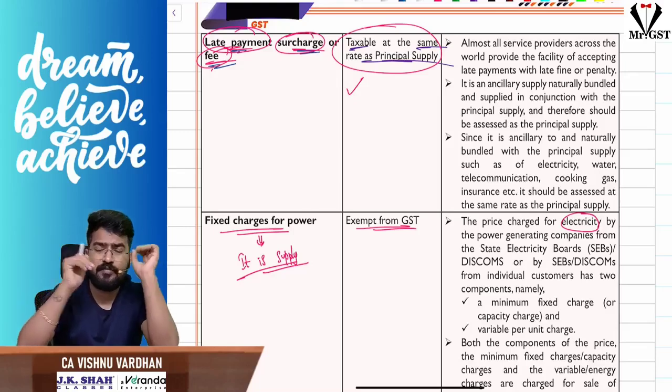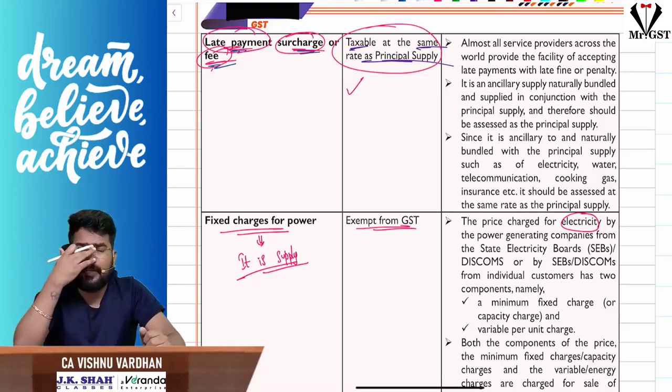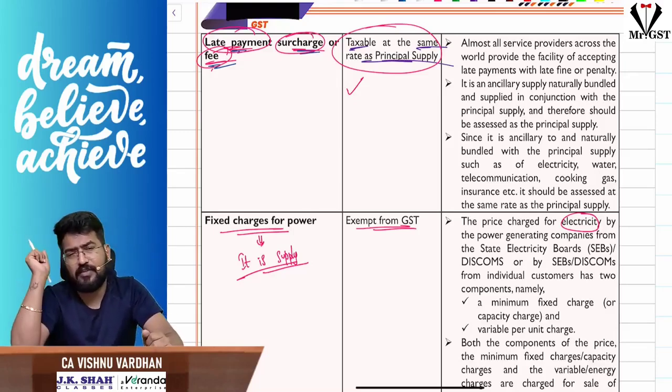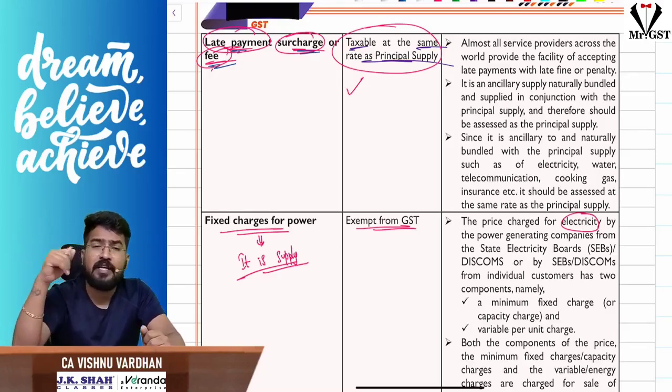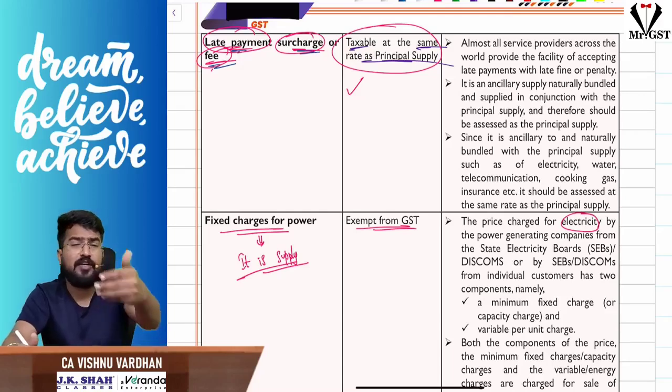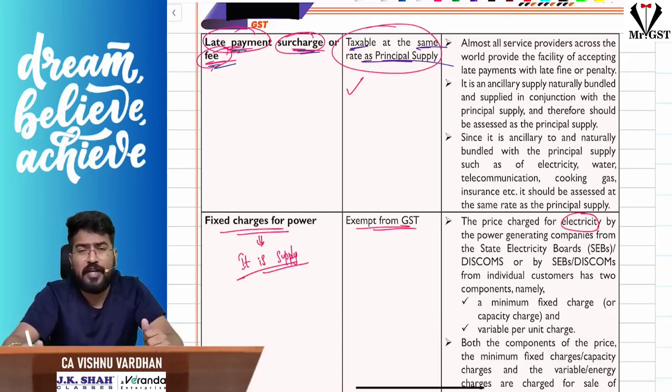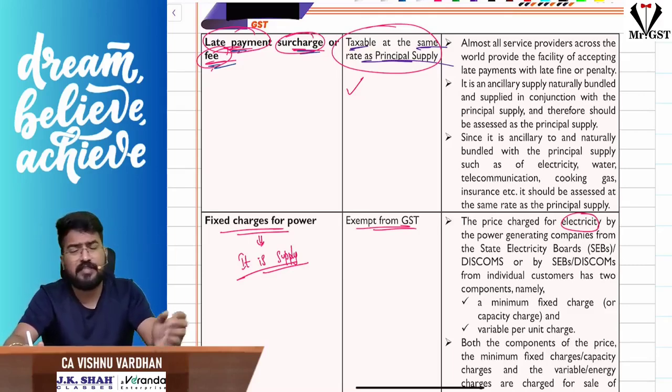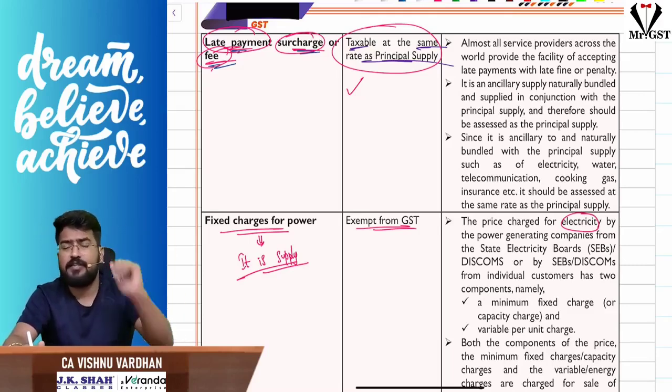Suppose it is a mobile phone charged at 12% GST, for example. If they ask you to pay 300 rupees extra, 400 rupees extra for allowing you to pay the amount late, 30 days late or 40 days late, that 400, 500, whatever extra they are charging, will also be treated as what? Treated as sale of mobile phone.